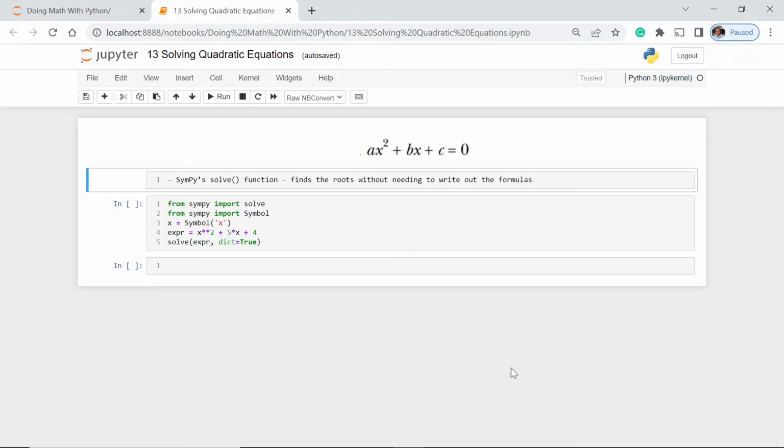Welcome to our course, Doing Math in Python. In this part of our course, we're going to learn how to solve quadratic equations using Python.